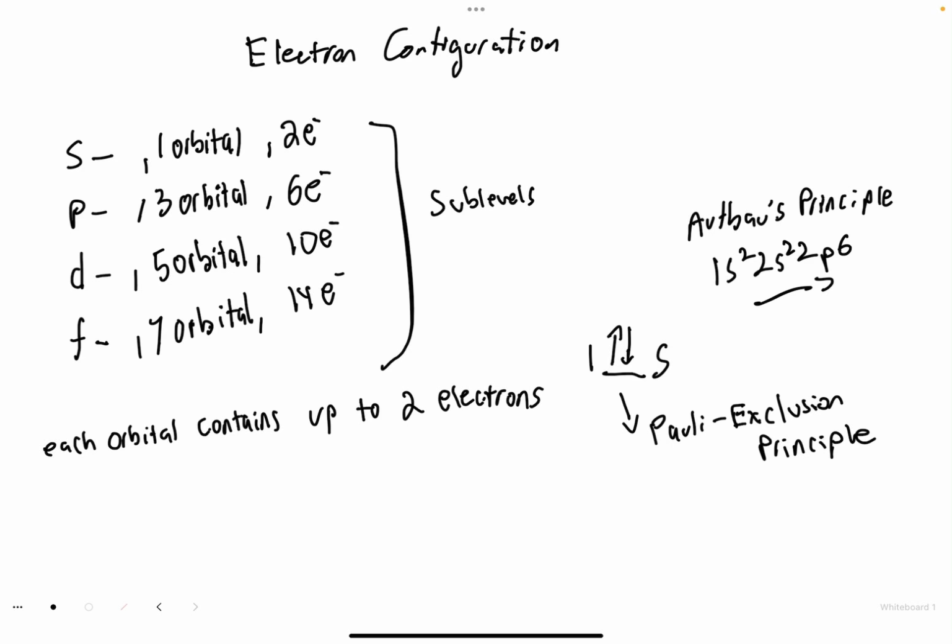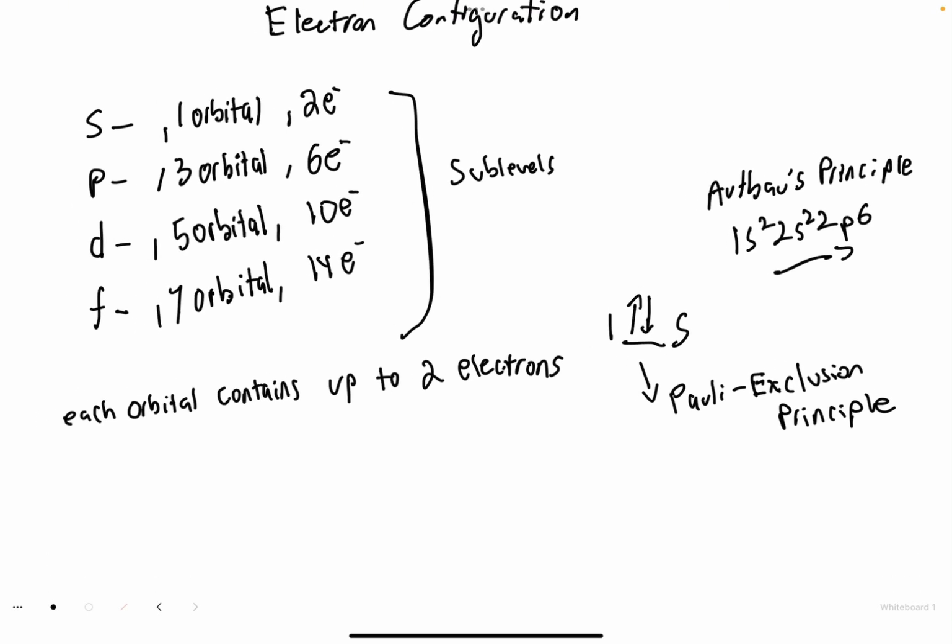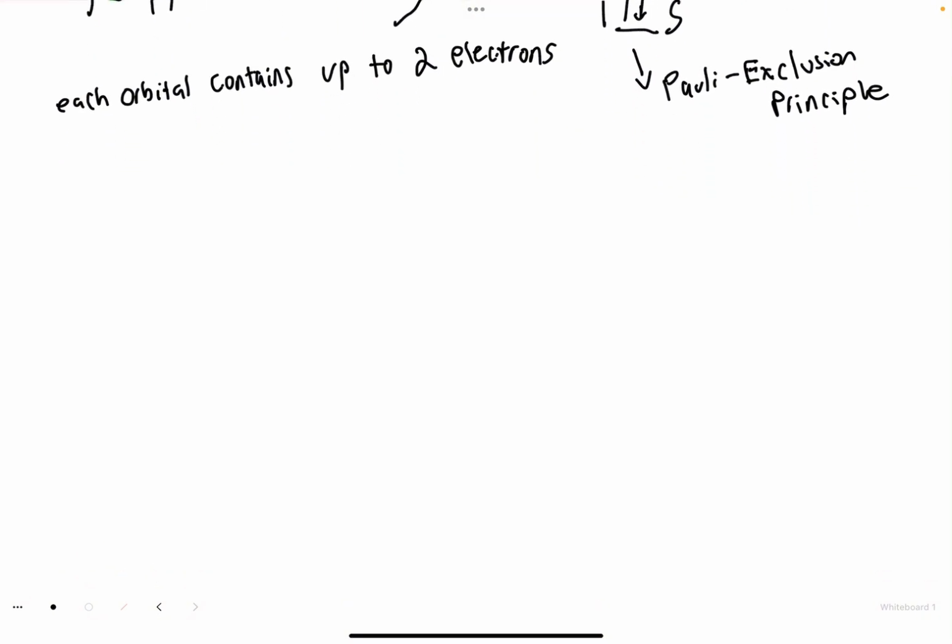In this principle, you have opposite spinning electrons. So those are already 2 of the 3 rules that are knocked out. Let's try an example.